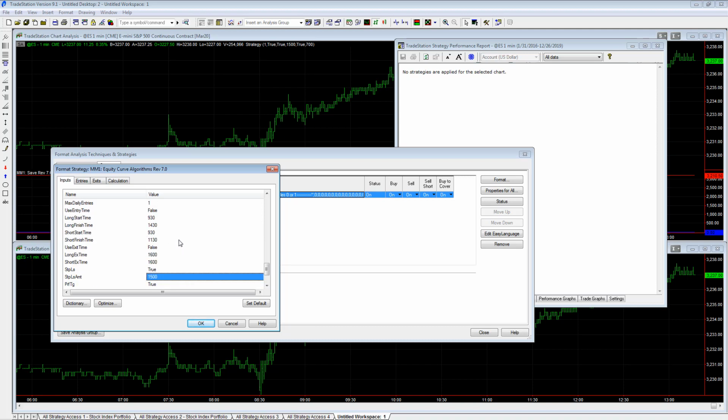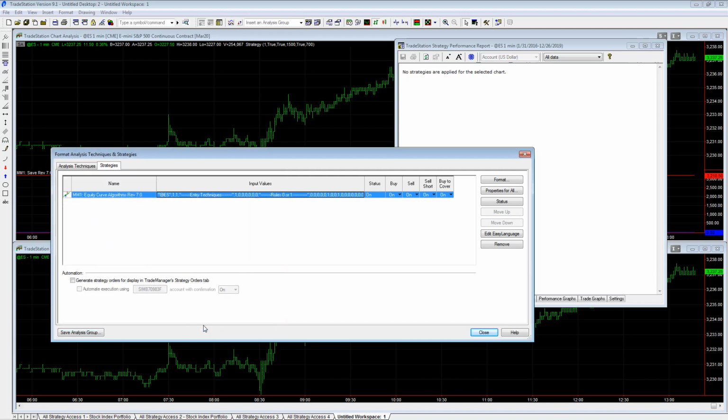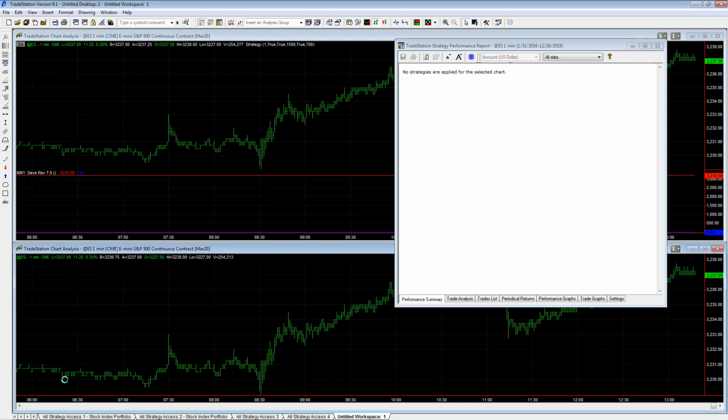And so these are the default inputs. These entry times don't matter because it's set to false. Exit times don't matter because they're set to false. A lot of these rules are set to false, and so there's only 2 rules, and we're going to say OK, and then we're going to take a look at the results. OK, and then close it, and then we're going to look at the results here when it updates.